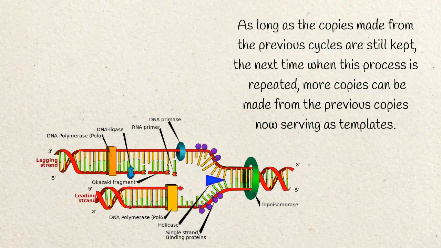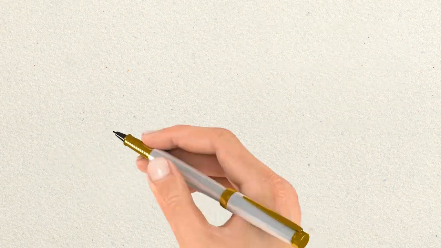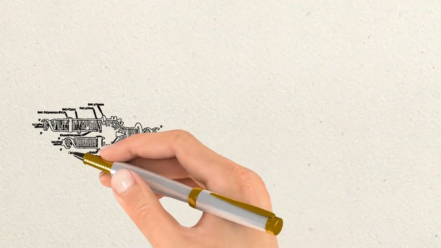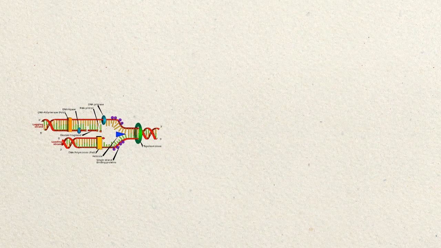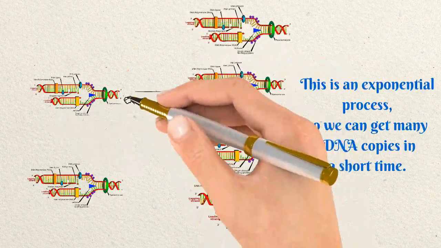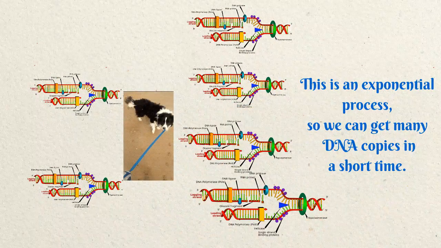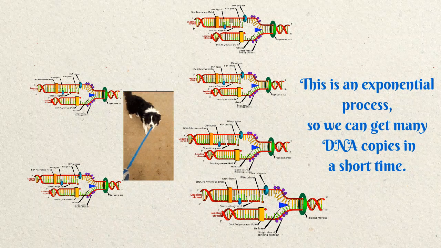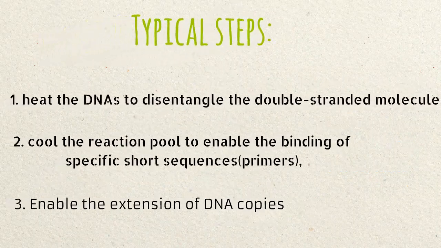namely the chain reaction. The chain reaction is made possible because DNA molecules can be copied by adding essential components of DNA to the reaction pool with DNA polymerases to activate the synthesis. So, as long as the copies made from the previous cycles are still kept, the next time when this process is repeated, more copies can be made from the previous copies now serving as templates. This is an exponential process, so we can get many DNA copies in a short time. Quantity of product can be used to determine the initial quantity of the template DNAs.